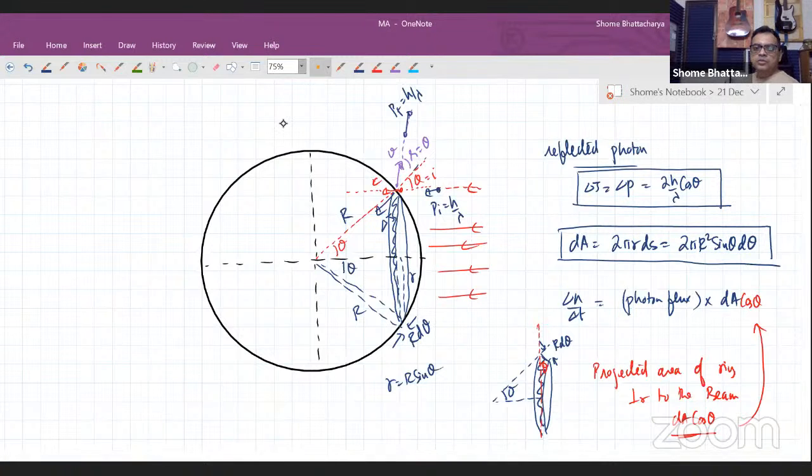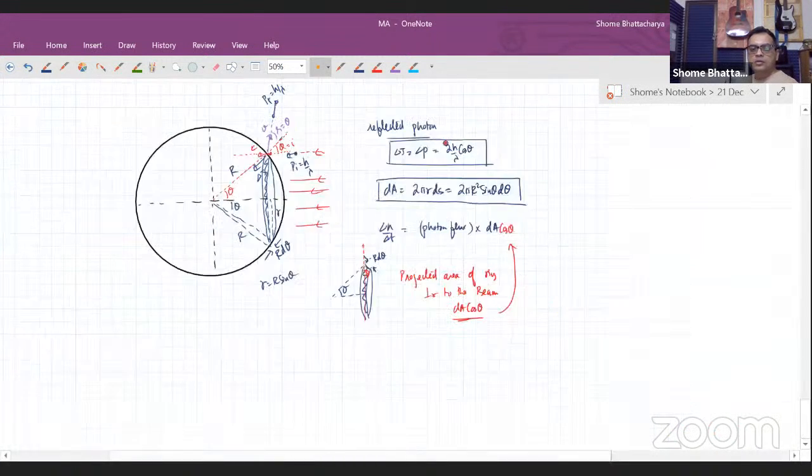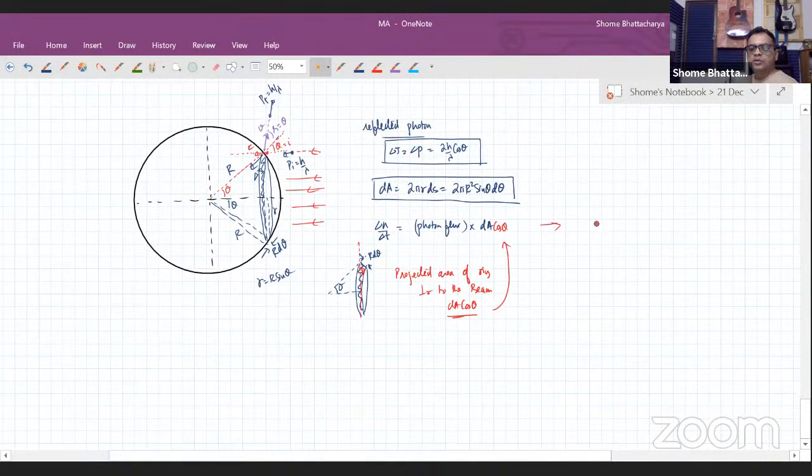Okay. So the number of photons hitting per unit time will be the photon flux, which was I divided by hc by λ, into dA cos θ, which becomes 2π r² sin θ cos θ dθ. Now, out of this impulse, how much is cancelling and how much is resulting in force in this direction? You can see the impulse is along this direction. So its cos component is adding, the sine component is cancelling.